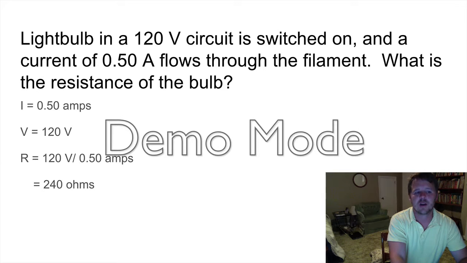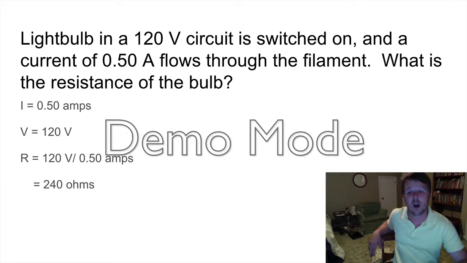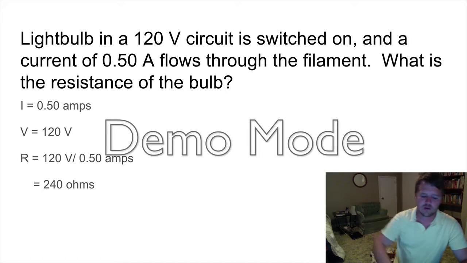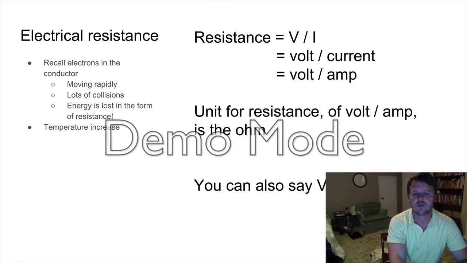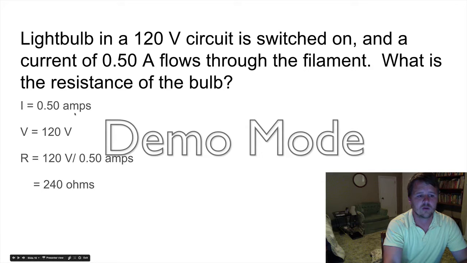So we have a practice problem here. A light bulb in a 120 volt circuit is switched on, and a current of a half an amp flows through the filament. What is the resistance of the bulb? Remember, let's go back to our equation. Resistance equals volt divided by current, or volt divided by amp. So let's see.